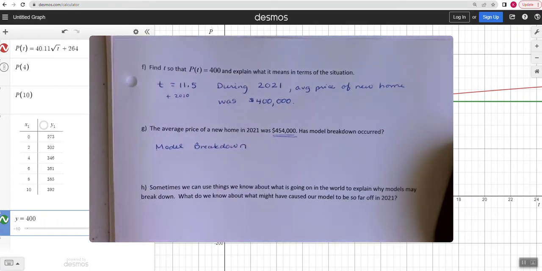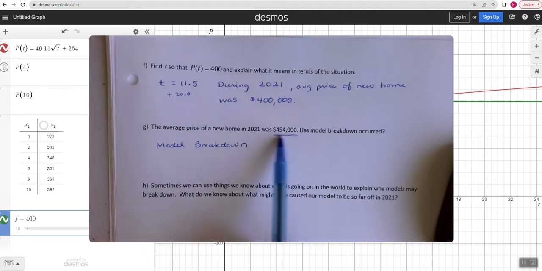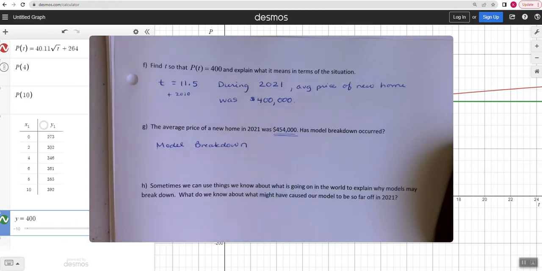Sometimes it's just a matter of the model no longer being valid. And other times, we can actually say, hey, I actually know something about what was going on in the world at that time to explain why the model broke down. What do we know that may have actually caused our model to be so far off in 2021? Well, of course, we all know that following the pandemic, we had lots of supply chain issues, like lumber prices were through the roof back in 2021, right? There were a lot of things that occurred. We had that great big housing bubble where there were not enough homes being sold and too many buyers, all that kind of thing.